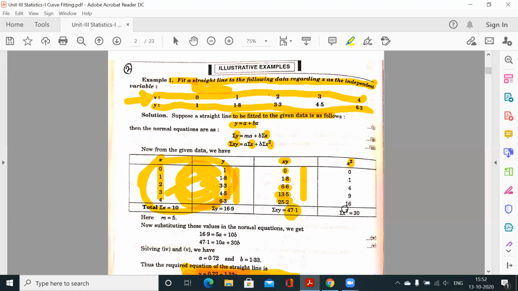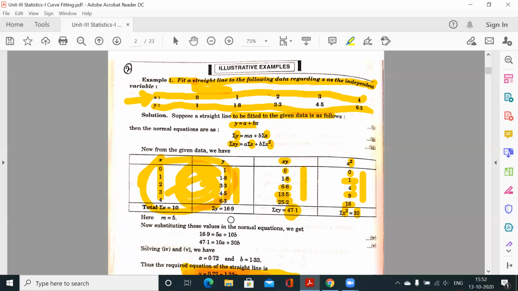Next, because we need summation x square, we calculate x square. 0 square is 0, 1 square is 1, 2 square is 4, 3 square is 9, 4 square is 16. Now adding all the values, we will get 30.